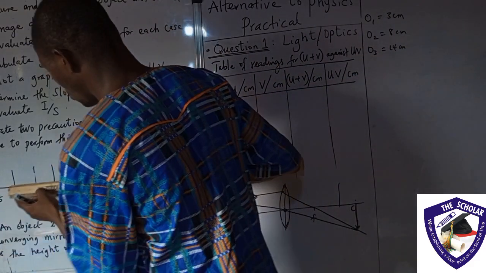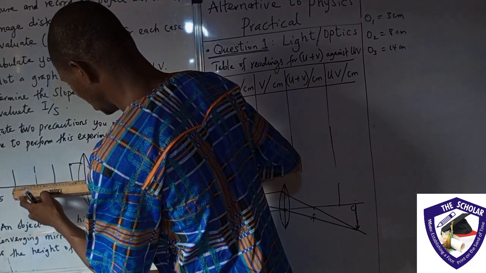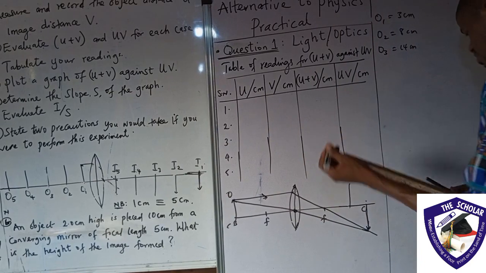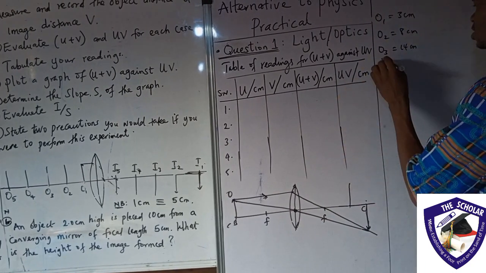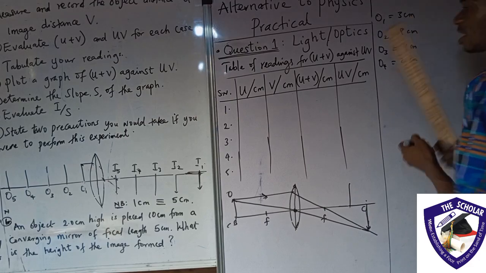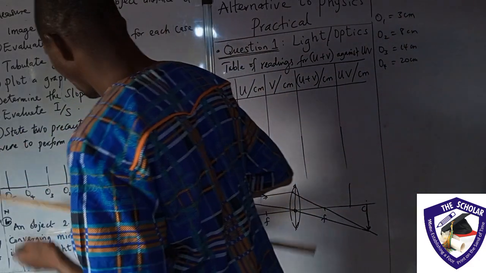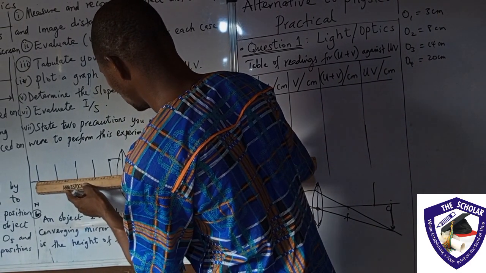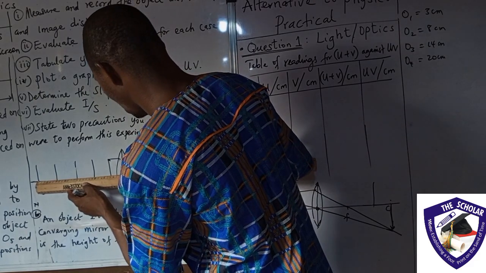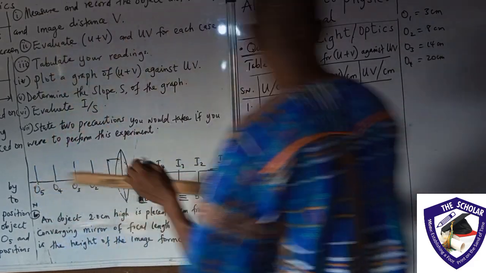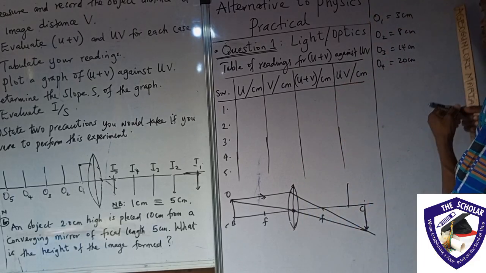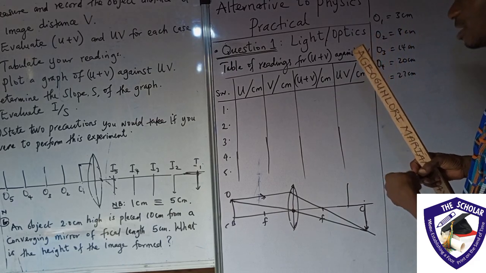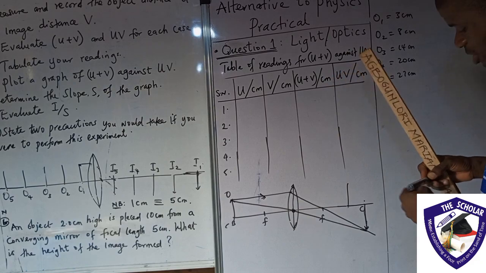Then my O4, that is the object, at that point is 20 centimeters. My O4 is 20 centimeters. And lastly, my O5, starting from 1 as well, is 27 centimeters. So my O5 is 27 centimeters. So I'm through with measuring the objects. Then I'll do the same thing to measure the image.